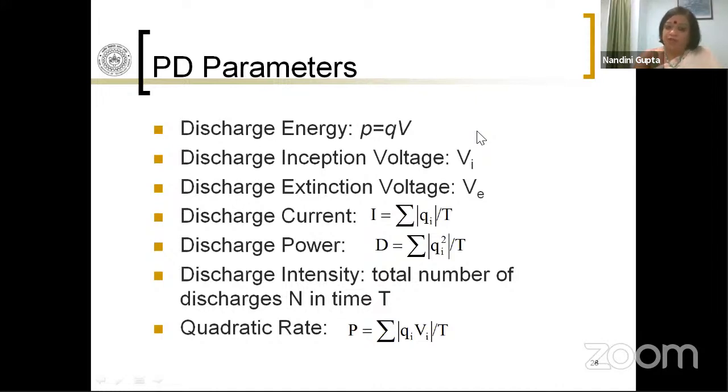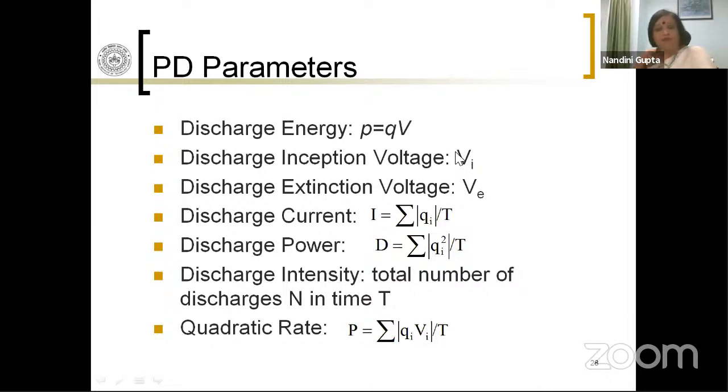When I talk about PD parameters, what are the PD parameters that I'm talking about? There can be several PD parameters that can be of interest. One could be discharge energy, where P is charge into voltage, the discharge inception voltage.